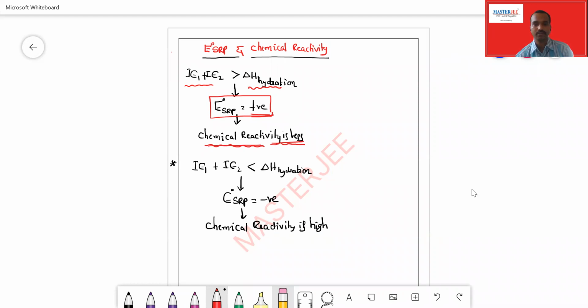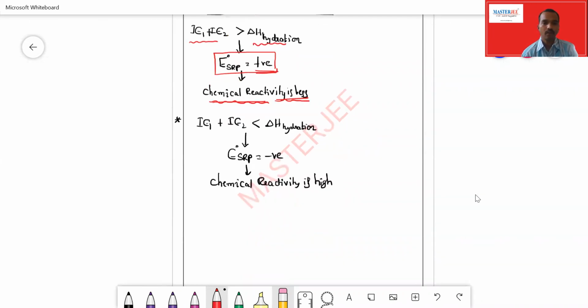Next, whenever ionization energy 1 and 2 are less than hydration enthalpy, then its standard reduction potential values will be negative and its chemical reactivity will be high. We have to remember these things.